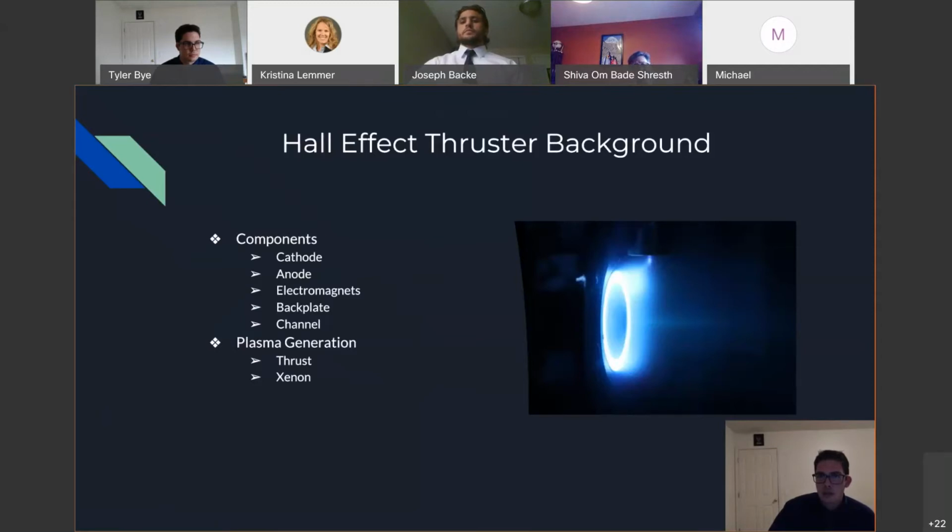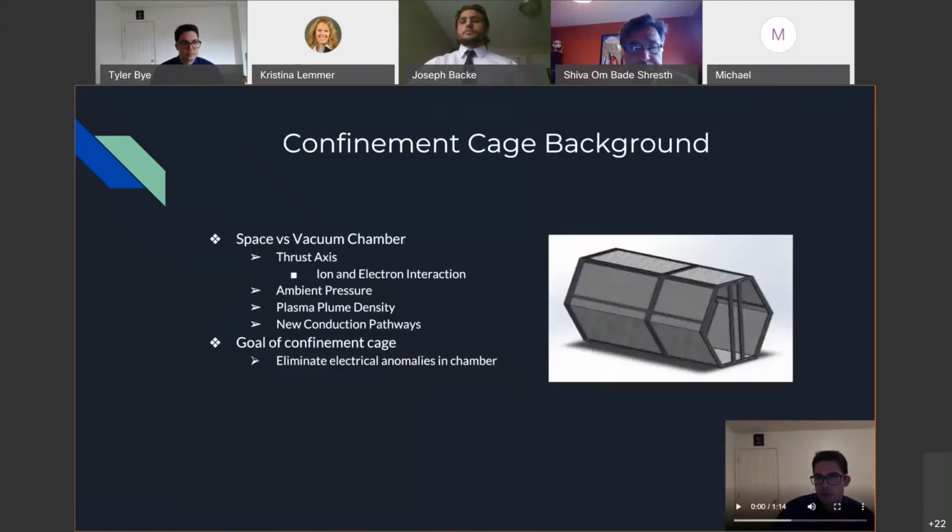The thrust itself from the plasma is generated through the ionization of the xenon gas, and while there are other gases you could choose to use, for a Hall effect thruster, xenon is chosen because of its relatively high mass among other inert gases. The Hall effect thruster is an electric propulsion system that's used on mission in space, and while it does operate within space, the testing for the Hall effect thruster happens within a vacuum chamber on Earth.